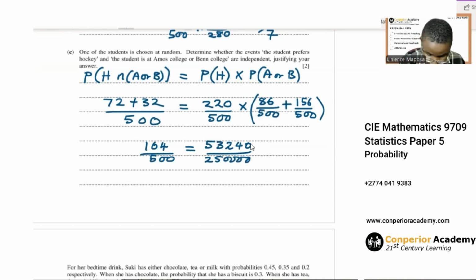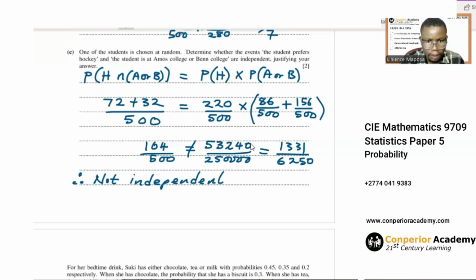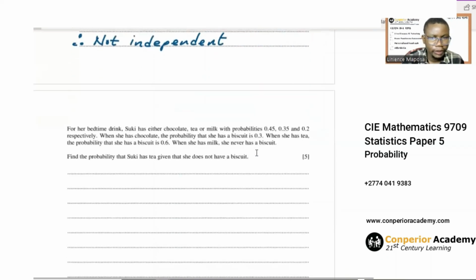This simplifies to 53,240 divided by 150,000. This will be equal to 1331 over 6,250. Okay, so clearly this is not equal. Okay, so we can say that the events are not independent. Therefore, not independent, because they are not equal. Okay, so we are done with this one. So that's all you have to prove.